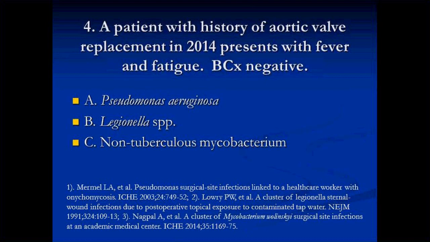So it's a patient with a history of aortic valve replacement. His valve replacement actually occurred at the Cleveland Clinic, one of their facilities, in 2014. He presented with fever and fatigue. His blood culture was negative. And so our organisms of potential interest that we should be thinking of: Pseudomonas, Legionella, non-tuberculous mycobacteria.